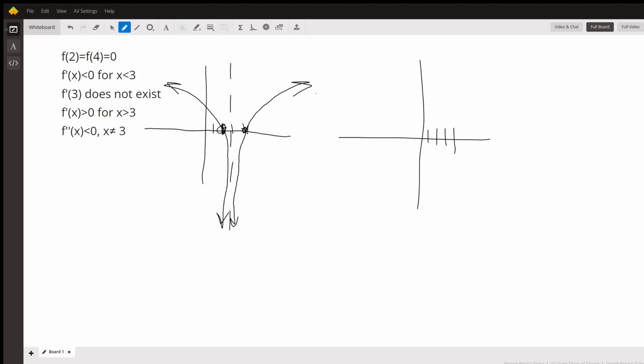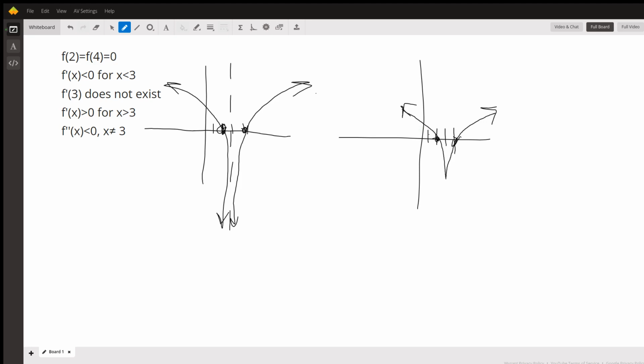Alternatively, here's x is 3. It's 0 at 2 and 0 at 4, so I put that in at both spots. And again, it's got to be concave down on both sides of 3. So it could come like this, and then it could have a point at x equals 3. That's where the derivative doesn't exist, and it could look like that. So either one of those is possible.